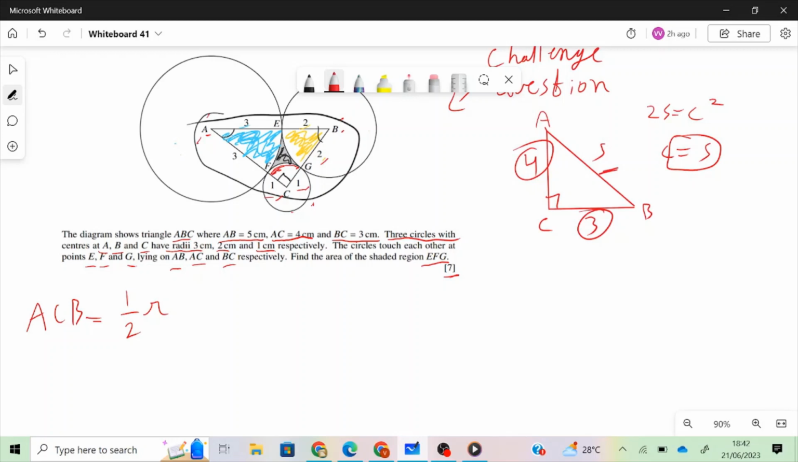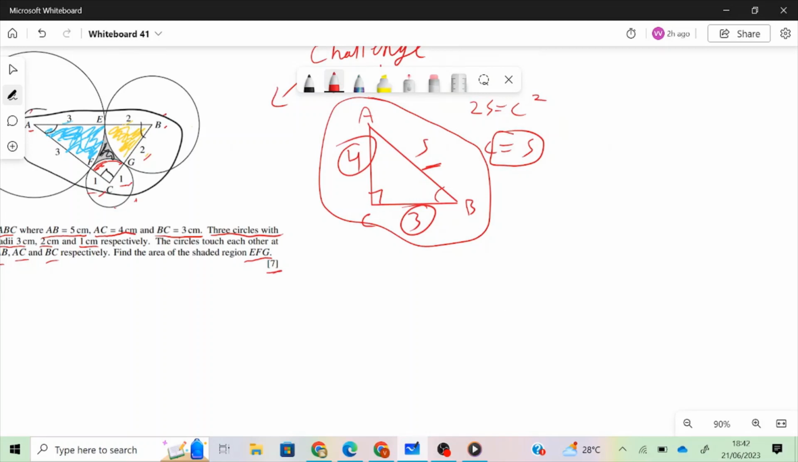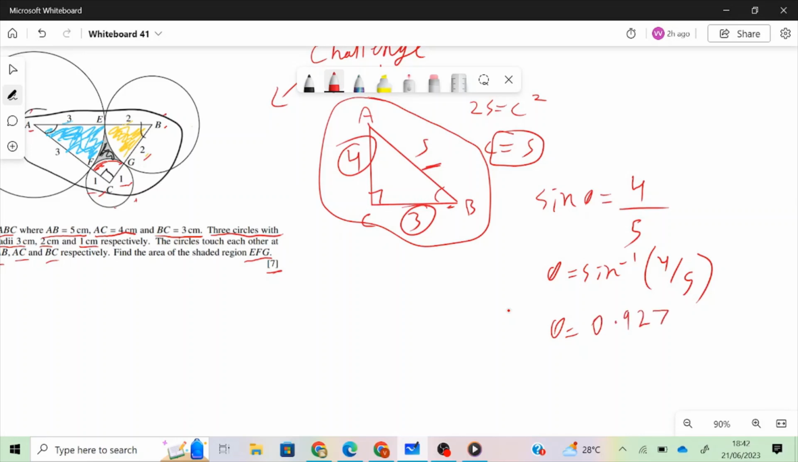To find angle ABC, simply this angle over here, because after drawing it like this, it makes it very easy to help and solve trigonometry as well. To find angle ABC, we can simply use trigonometry, and we can use the sine rule. So sine theta, because that's what we're trying to find, equals opposite over hypotenuse. Our opposite is 4, and our hypotenuse is 5, and our theta is equal to sine inverse of 4 over 5. Make sure your calculator is in radians, and doing this, our theta is roughly 0.927. You can leave it at that.